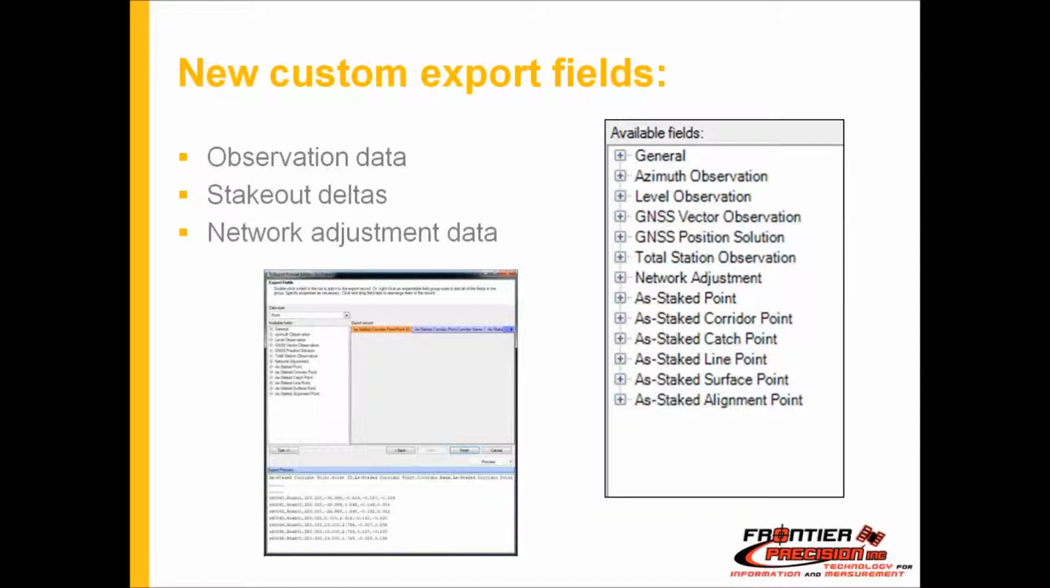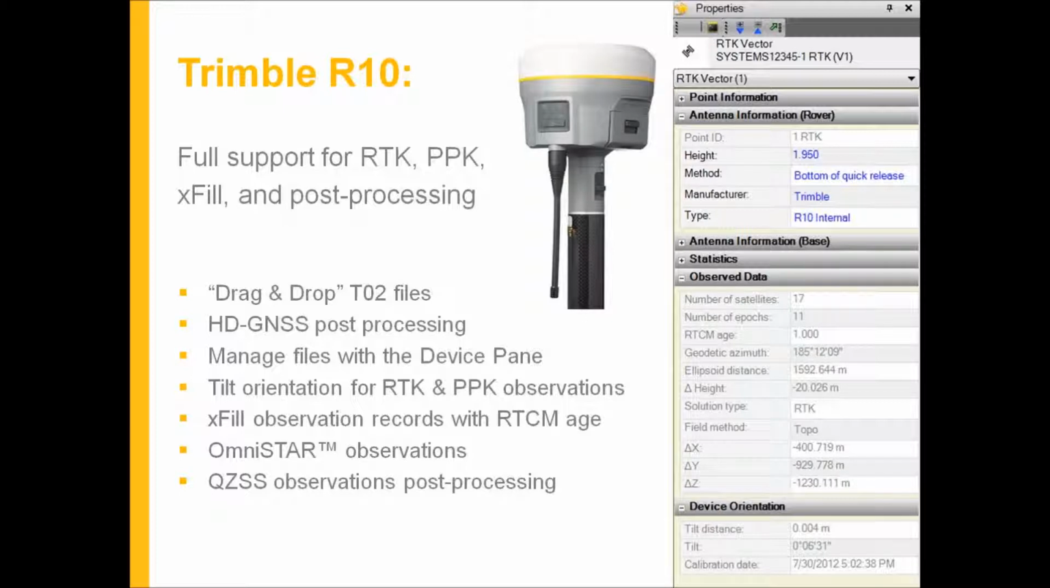They also have added some new custom export fields. This was kind of a sore spot with a lot of people when TBC first came out. They have gotten better with every release, and now they have added additional export fields for observation data, precision values, date it was measured, number of satellites, RMS values, things like that, as well as information for stakeout deltas. You can see all these as stakeout topics here that have subtopics that you can add to your custom exports, as well as network adjustment data. So they're really starting to make this custom export field a lot more flexible for you.